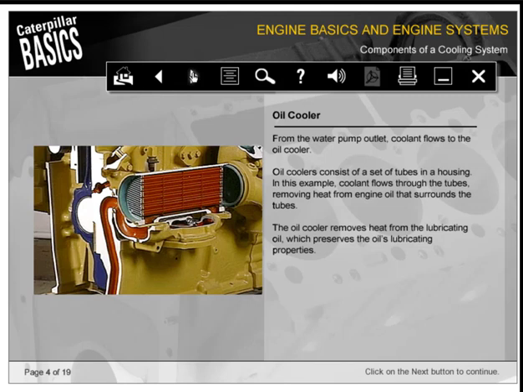From the water pump outlet, coolant flows to the oil cooler. Oil coolers consist of a set of tubes in a housing. In this example, coolant flows through the tubes, removing heat from engine oil that surrounds the tubes. The oil cooler removes heat from the lubricating oil, which preserves the oil's lubricating properties.